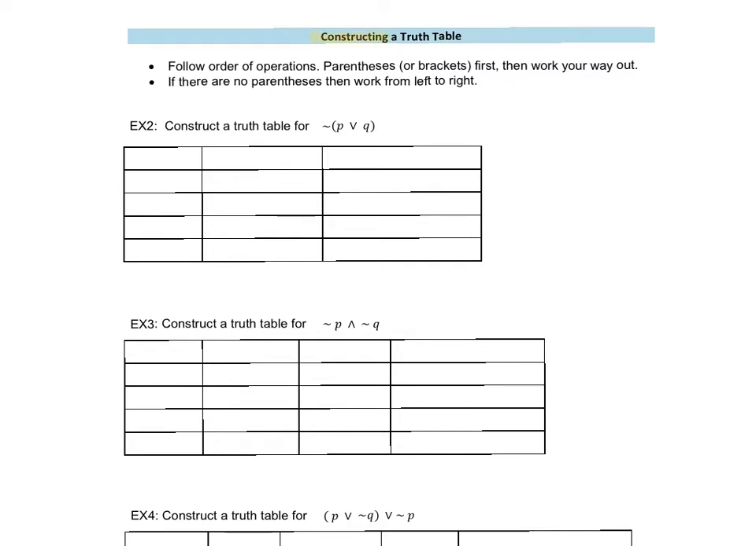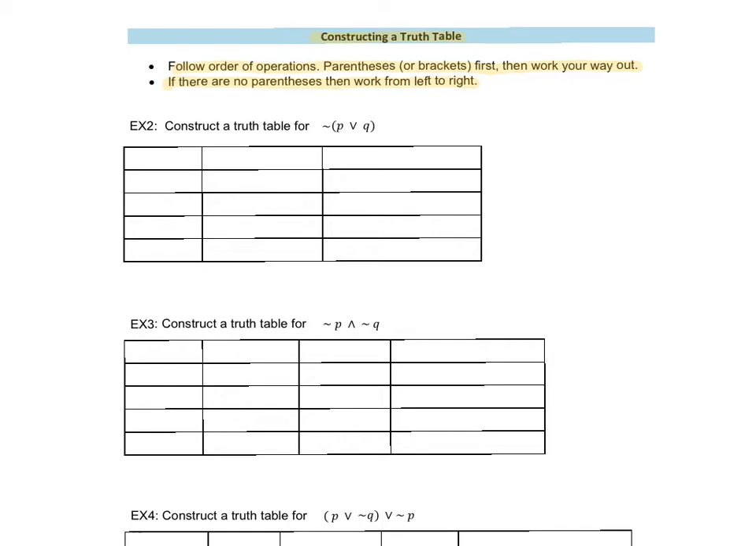So when we are constructing a truth table, what we want to do is follow the order of operations, meaning if you do have parentheses or brackets, then you would do those first. After that, you work your way out, so you work your way from the inside out. If there are no parentheses or brackets, then you're going to work from left to right as you read.